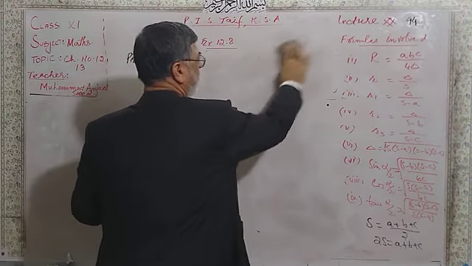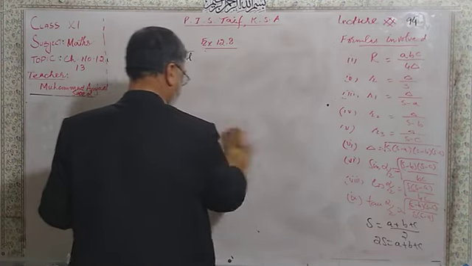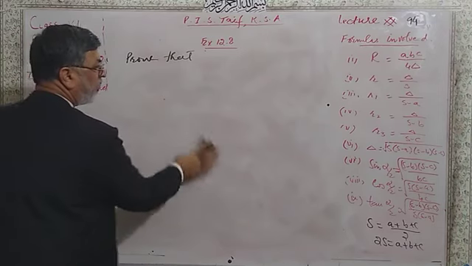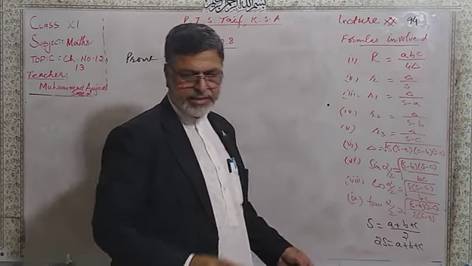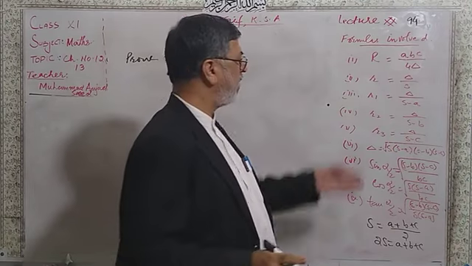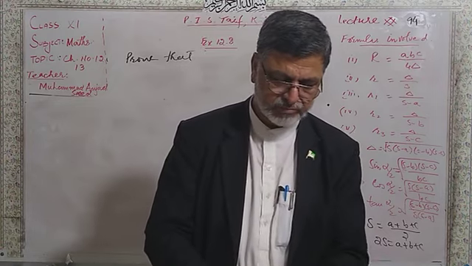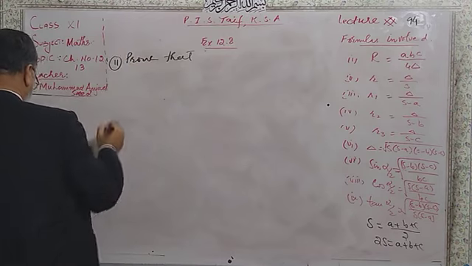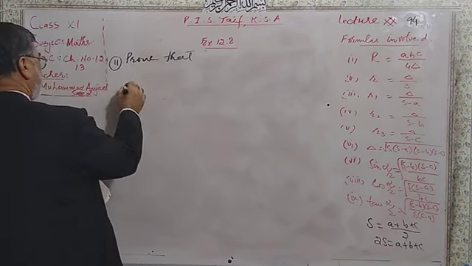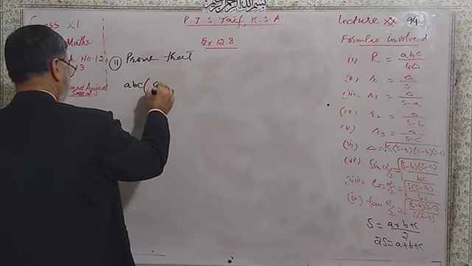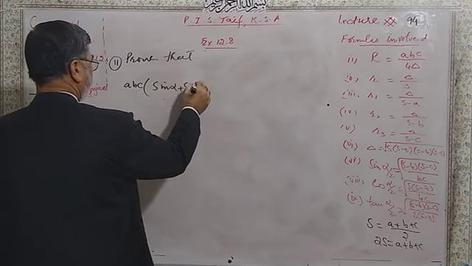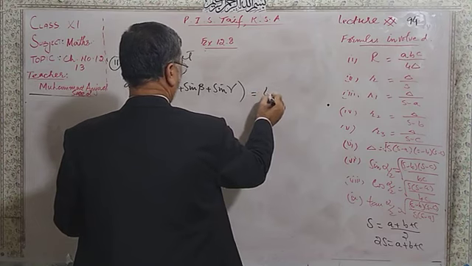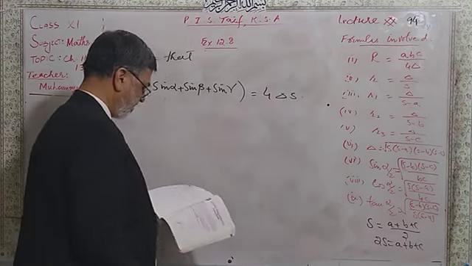We have question number 11. It's not so difficult. Actually, you have to apply the different formulas and what is your target. You also have the sum of the formulas of that one. Question number 11. Prove that ABC into sine alpha plus sine beta plus sine gamma is equal to 4 delta S.